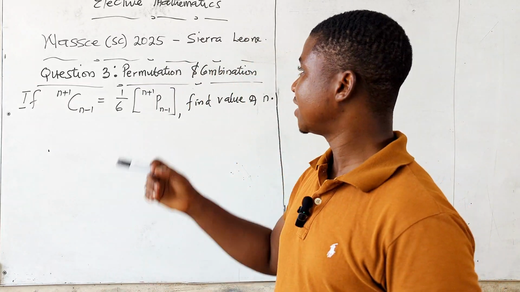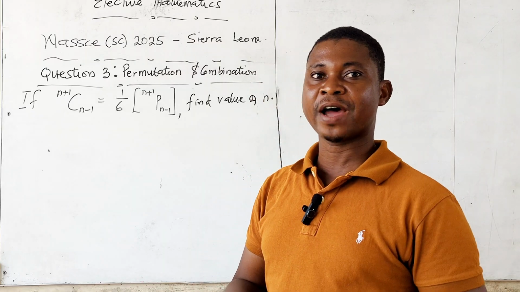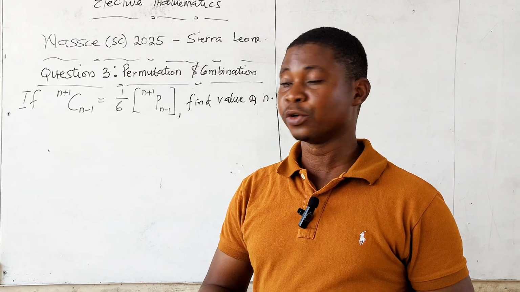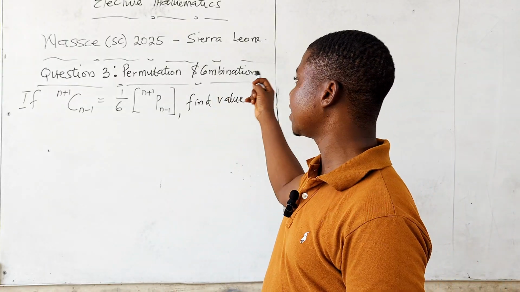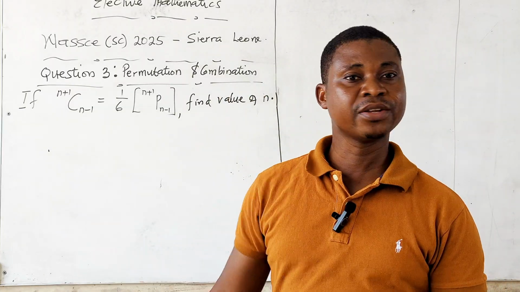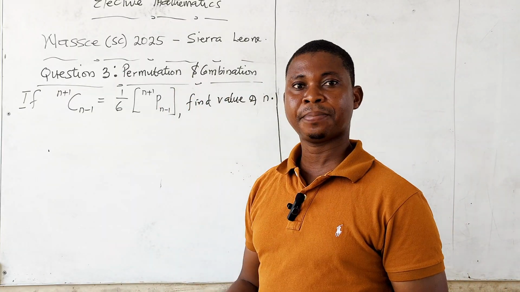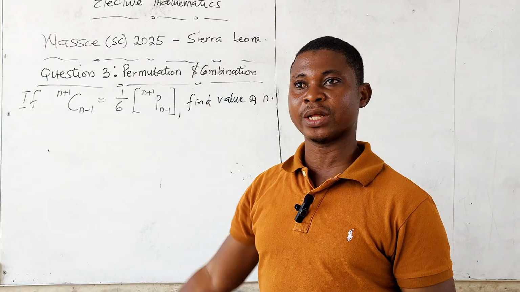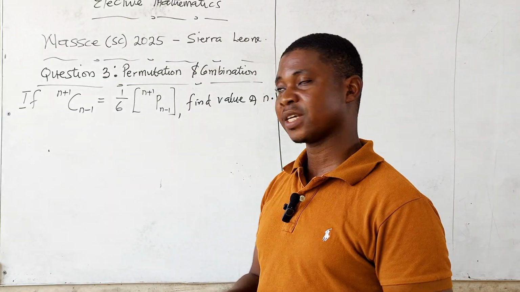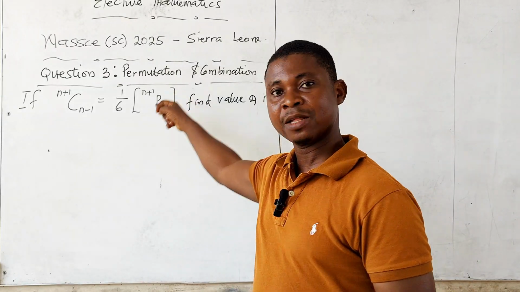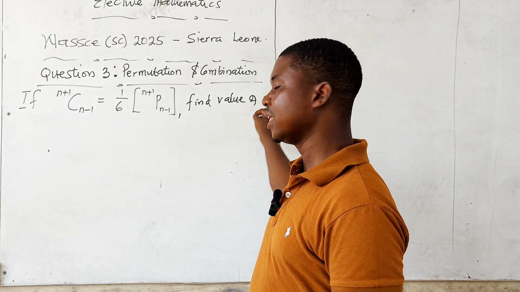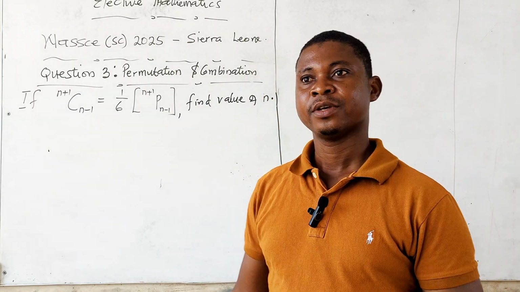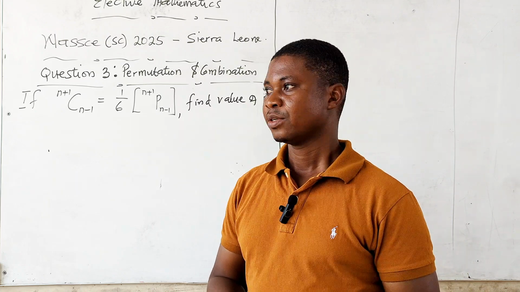Today we are going to look at Elective Maths WASSCE 2025 for Sierra Leone. Question number 3. And question 3 is on permutation and combination. The question reads: if (n+1)C(n-1) is equal to 1/6 times (n+1)P(n-1), find the value of n. So this is our question. So let's see.